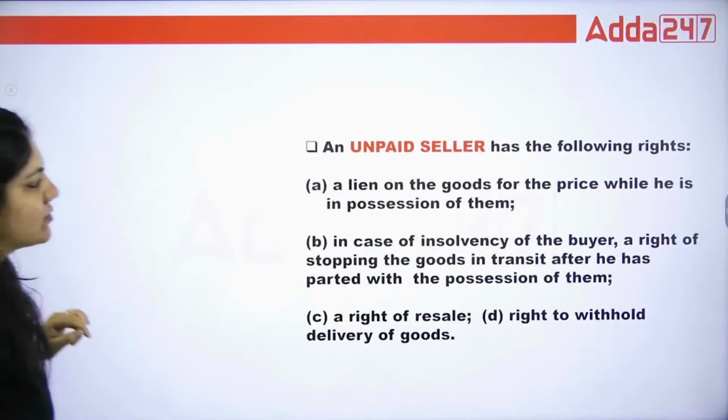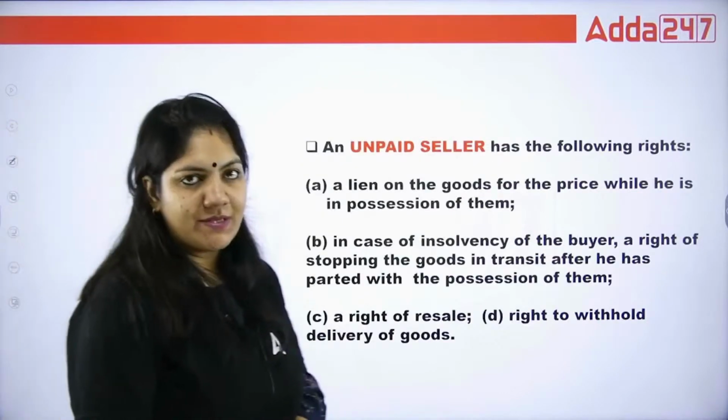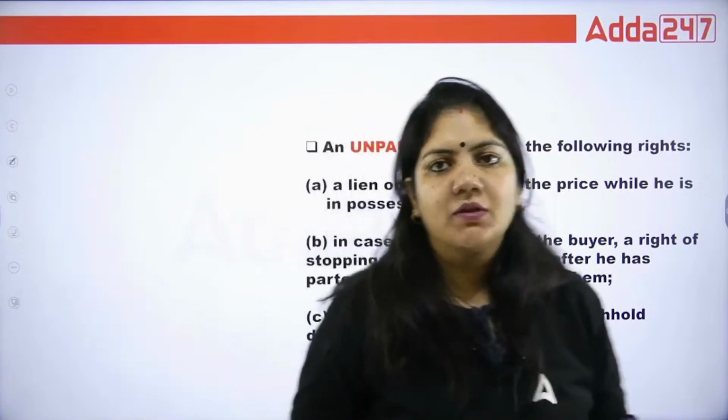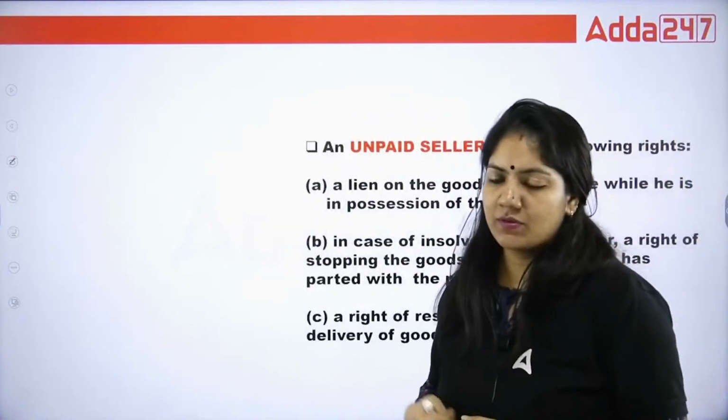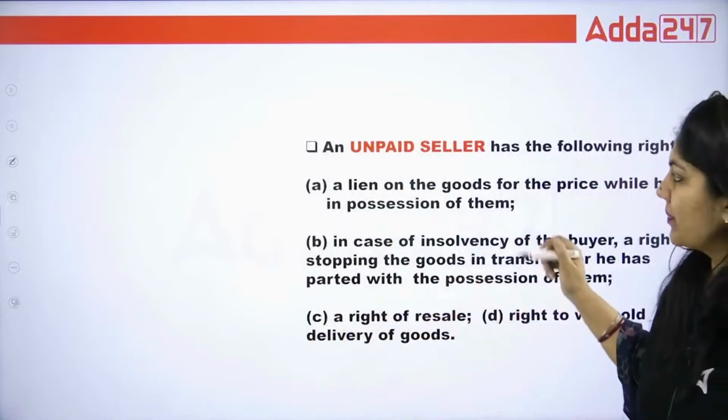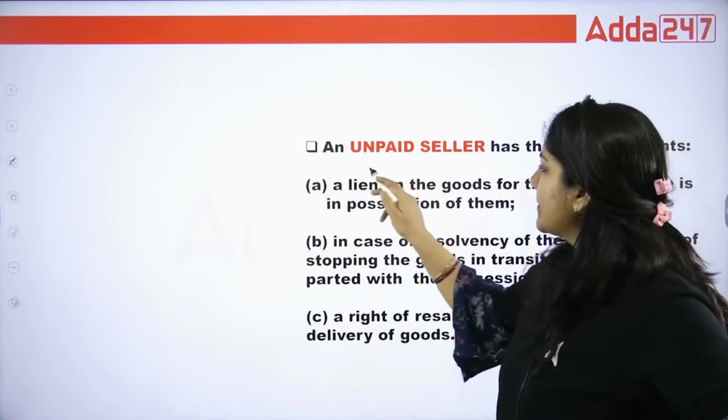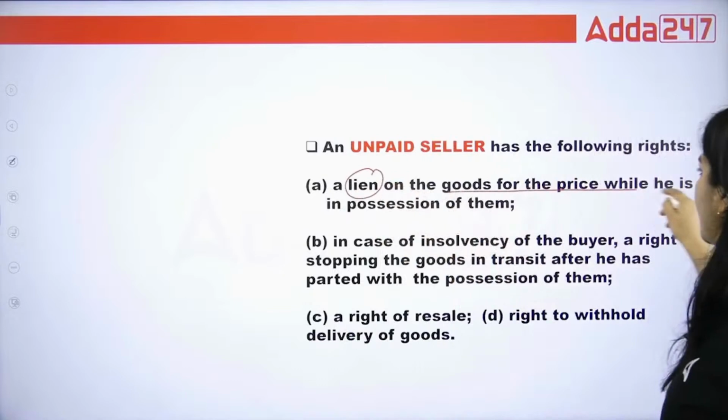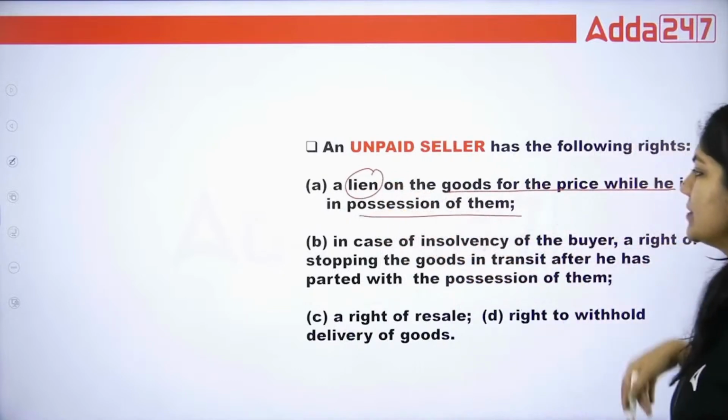And the last topic is unpaid seller. Unpaid seller means the buyer has not given the full price of the goods. So the seller becomes an unpaid seller. So the following rights: a lien on the goods for the price while he is in possession of the goods.